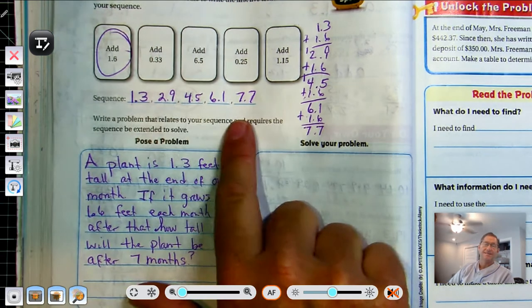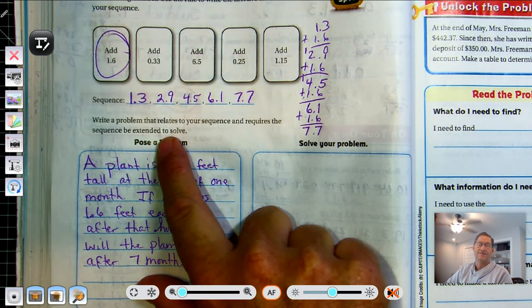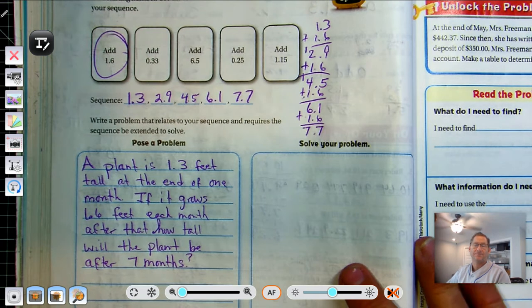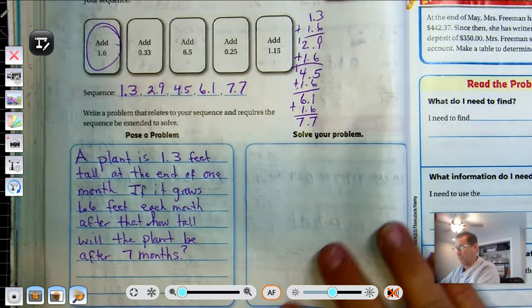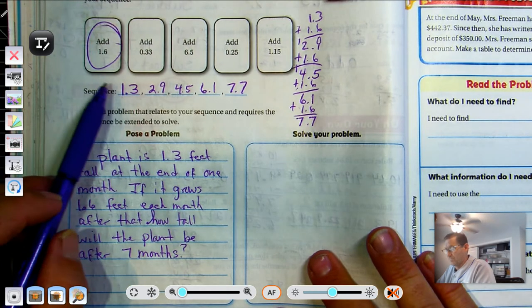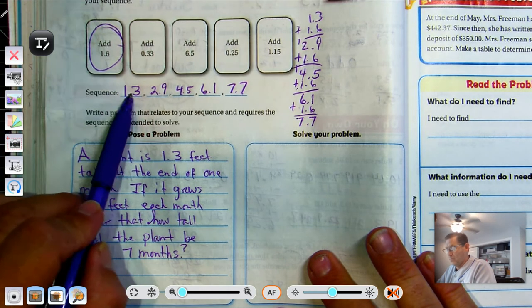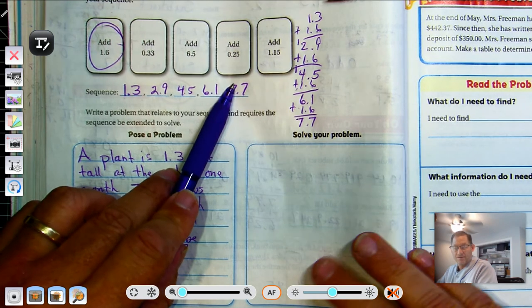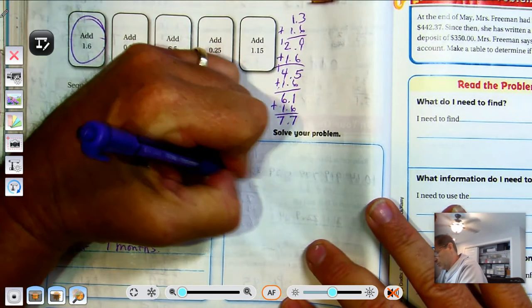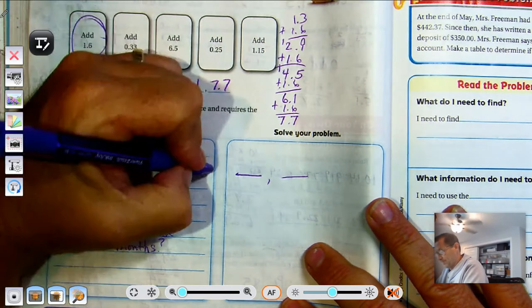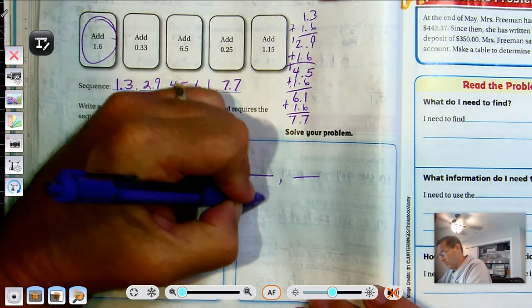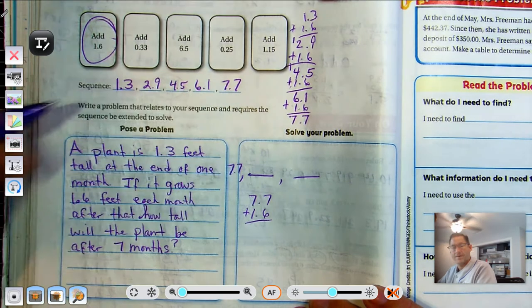Because we have to extend it. Okay, it says to extend the sequence. So we were at 7.7, and that was 1, 2, 3, 4, 5 months. So let's add 2 more months. Okay, so we're at 7.7. We're going to add 1.6 to that.